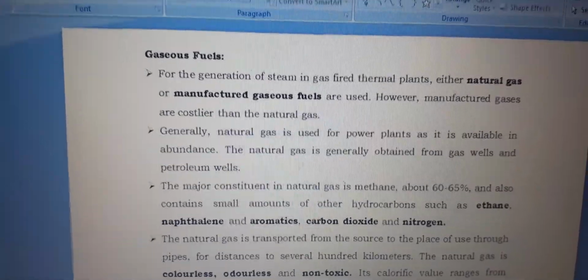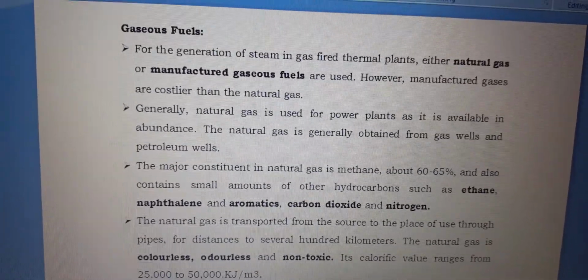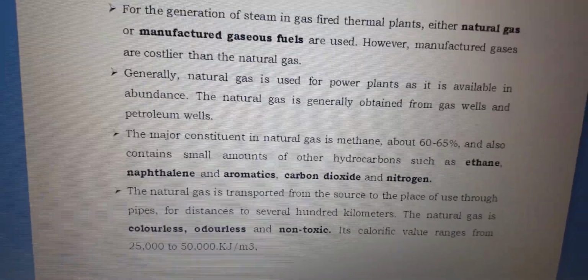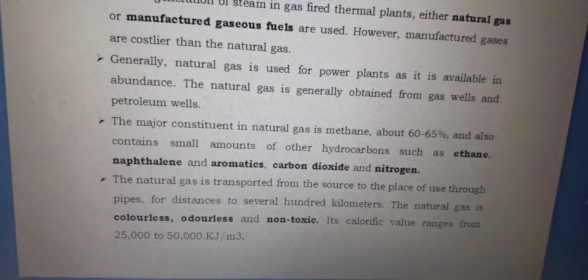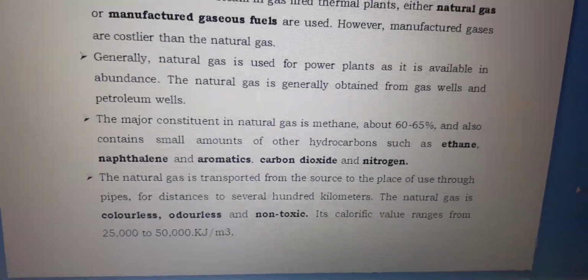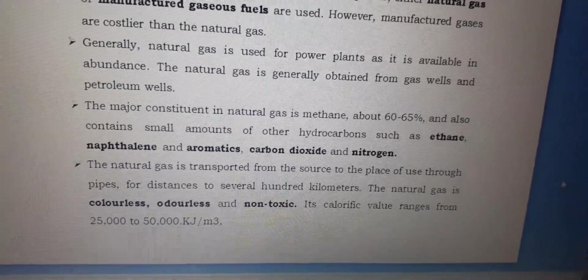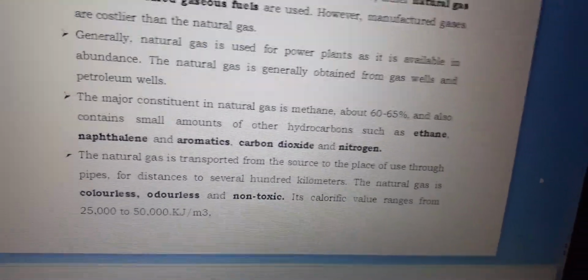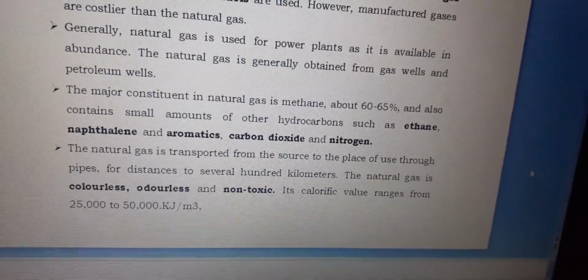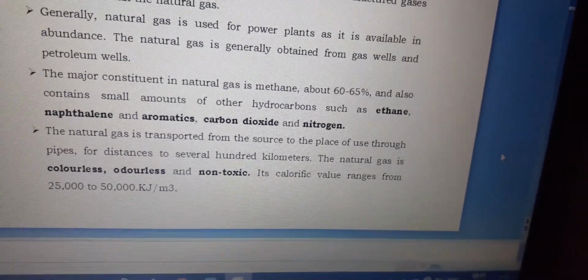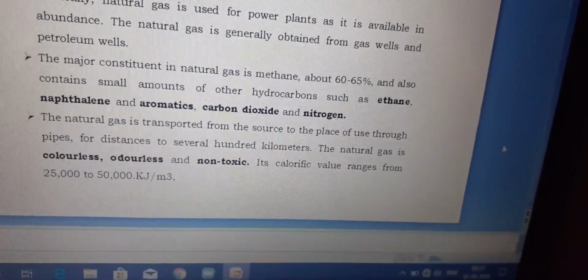Next, gaseous fuels. For the generation of steam in gas-fired thermal plants, either natural gas or manufactured gaseous fuels are used. And generally, natural gas is used for power plants as it is available in abundance. The natural gas is generally obtained from gas wells and petroleum wells. The major constituent in natural gas is methane, about 60 to 65%, and it also contains small amounts of other hydrocarbons such as ethane, naphthalene, and aromatics, carbon dioxide, and nitrogen. The natural gas is transported from the source to the place of use through pipes for distances of several hundred kilometers. Natural gas is colorless, odorless, and non-toxic.